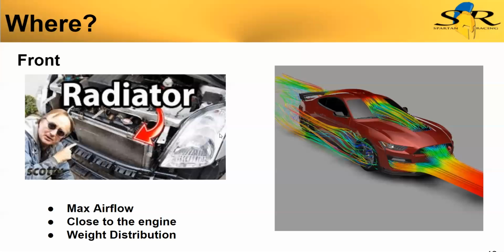So now, where radiators are most commonly, as you've probably seen in most of your cars, is in the front. The reason we do this is to get maximum airflow, it's close to the engine, and sometimes it's done for weight distribution. That's why, even in Porsches and things like that, where the engine is in the back, the radiator is still often mounted in the front.